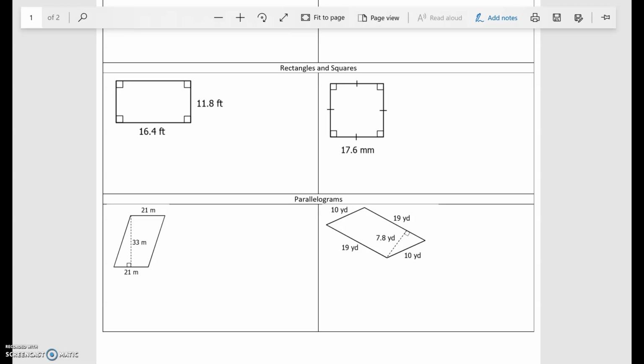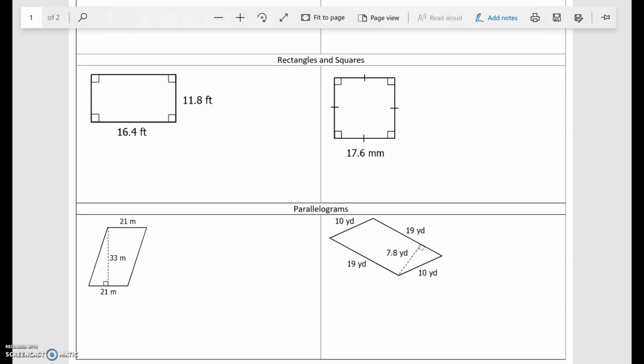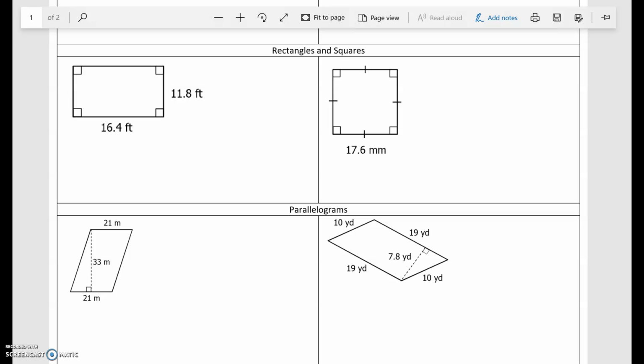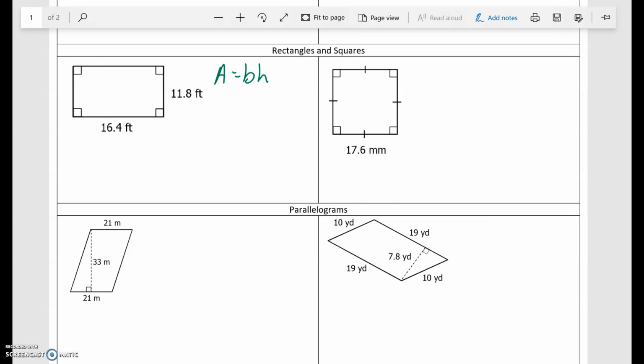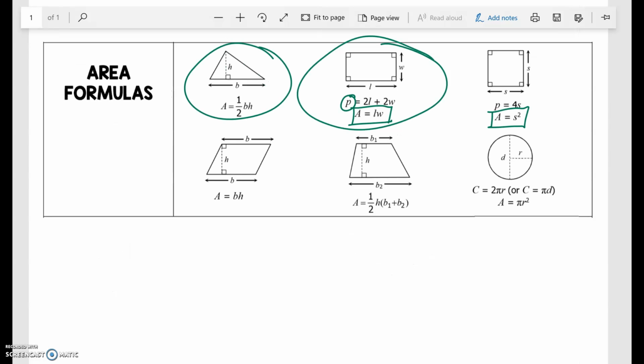Now our next one we're going to talk about is rectangles and squares. Now I put this one together because with the rectangle it's just area equals base times height. I'm going to give you this formula sheet also, and this is perimeter. But what we're working on today is just area, and with a square and a rectangle, they're the same except a square has the same size sides. So if this was 5 and that was 5, it would just be 25 for the area of the square.